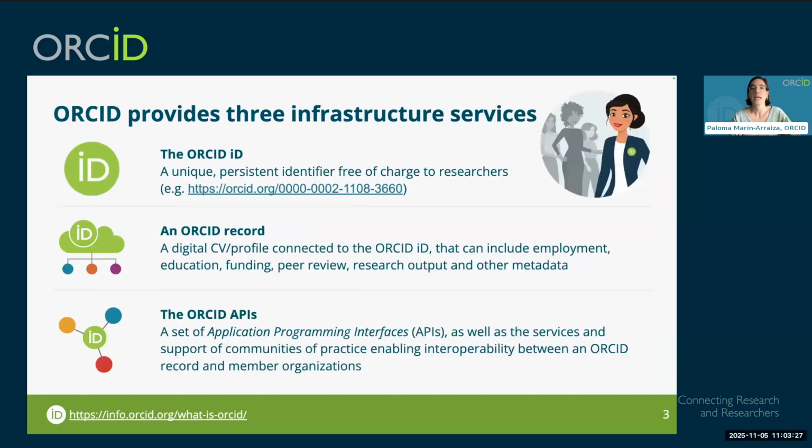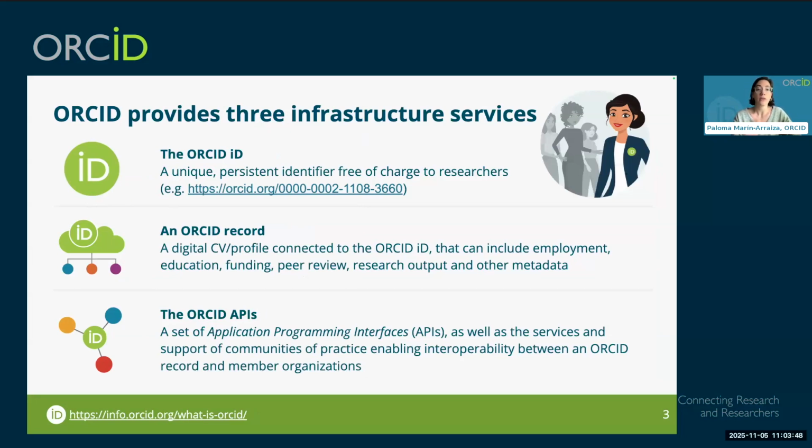ORCID, as an organization, provides three infrastructure services. The first one is the ORCID ID that is very well known and adopted as a standard for person researcher identifier. The structure is the one that you see there, and it's free for researchers to register and use.